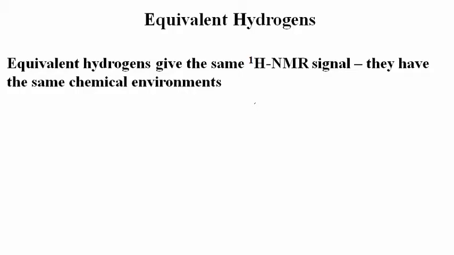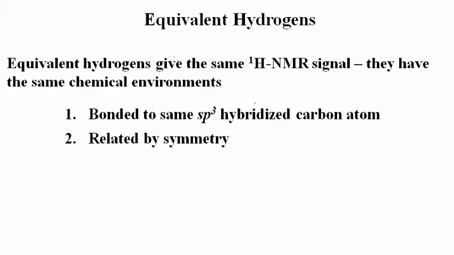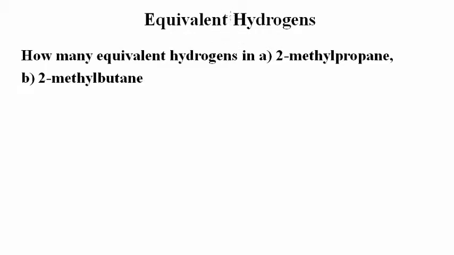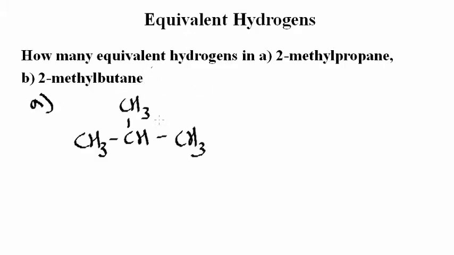So the answer is that equivalent hydrogens give the same proton NMR signal, and non-equivalent hydrogens give different NMR signals. So equivalent hydrogens have the same chemical environment. Hydrogen atoms are equivalent based on a couple of different conditions. Basically, number one, they are bonded to the same sp3 hybridized carbon atom, and that carbon atom can rotate freely at room temperature. Or they are related by symmetry, namely a plane or a point of symmetry in the molecule. So, for example, how many equivalent hydrogens would there be in 2-methylpropane and 2-methylbutane?